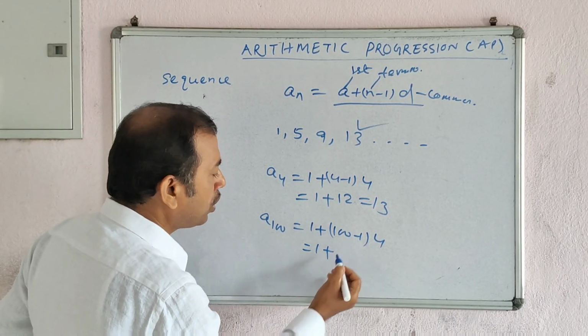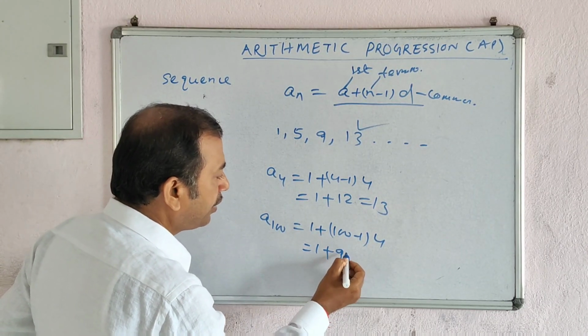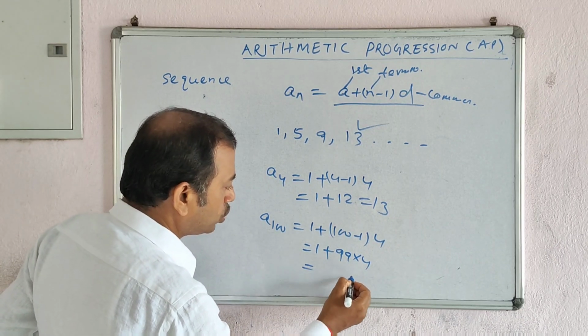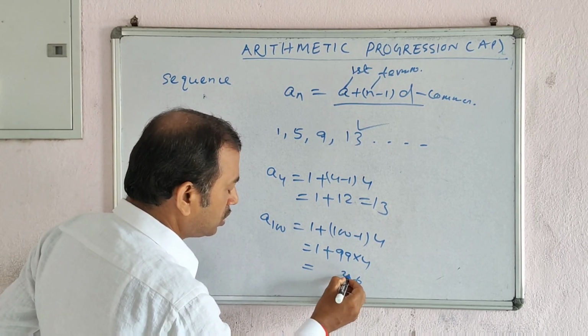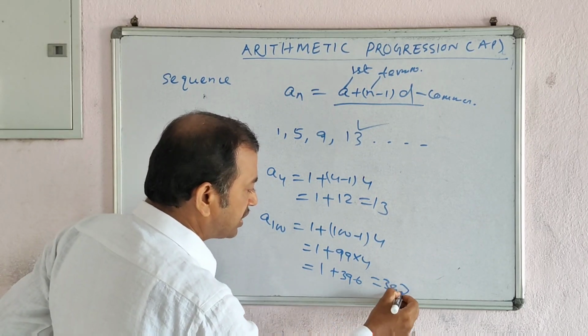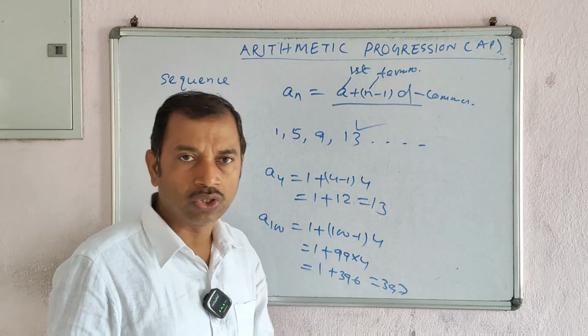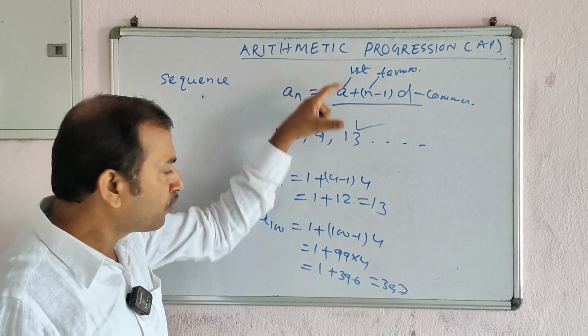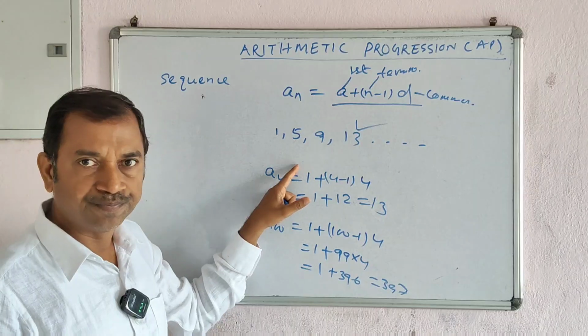So 1 plus 100 minus 99 into 4. So 396 plus 1, so 397. Yes, you can find any term by using this formula. So next we'll discuss a lot of questions regarding this.